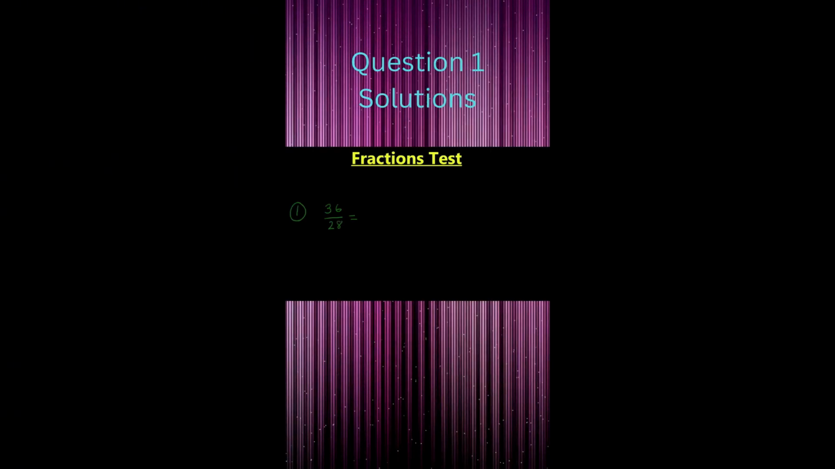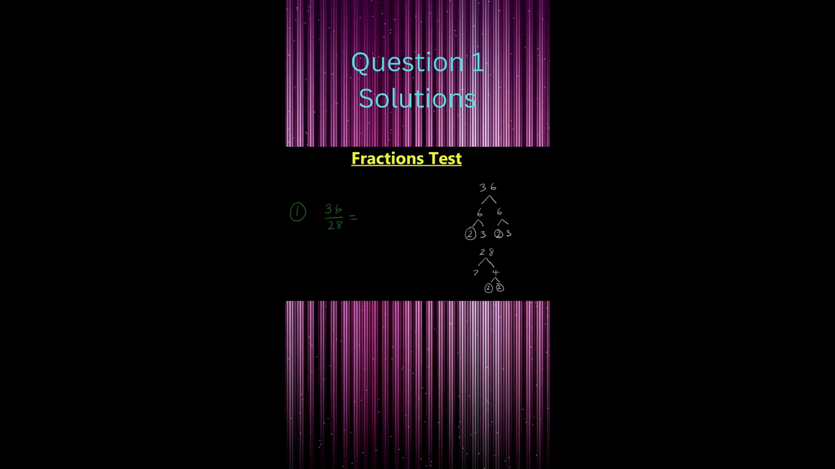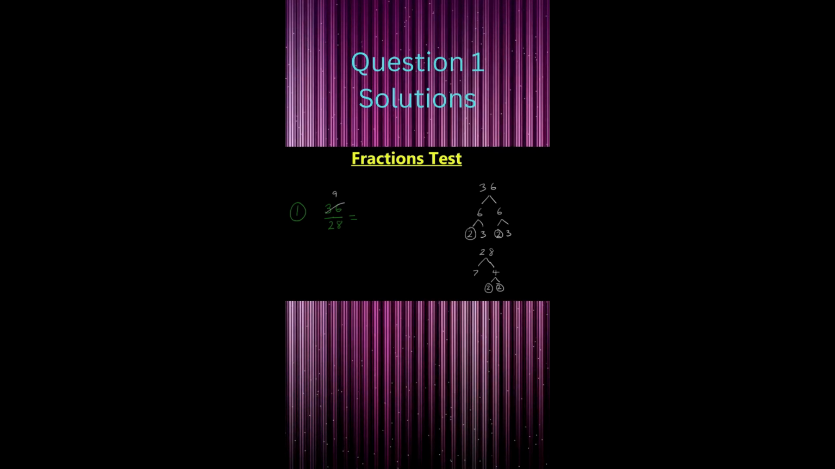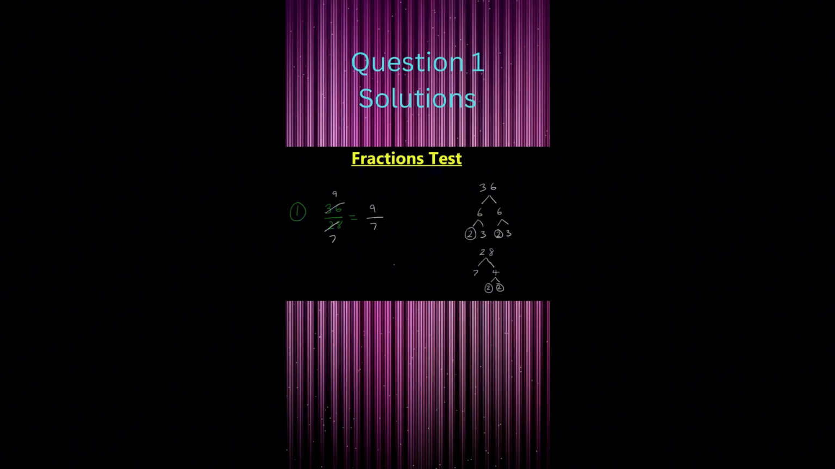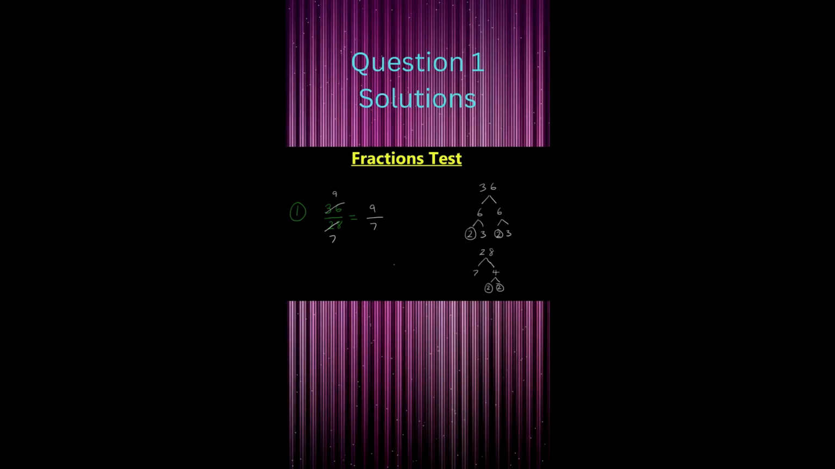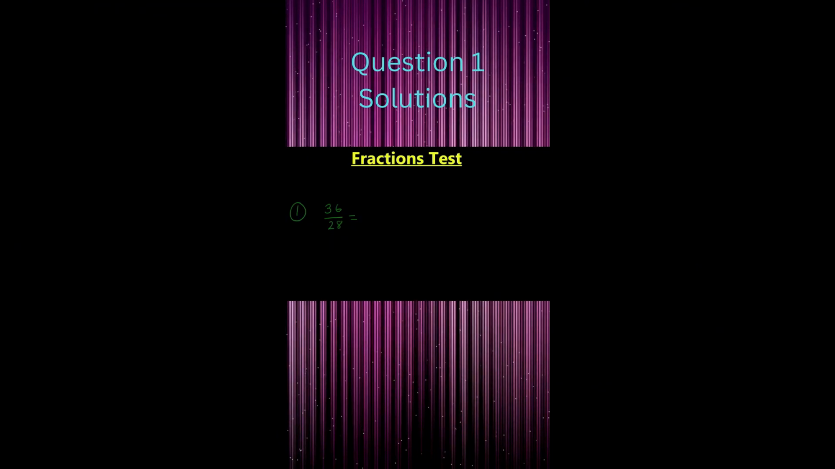Welcome to Fractions Test Question 1. In this case, we can divide both the top and bottom by 4 and get 9 over 7. One way to do this is to break down numbers into their common factors, and you can see that both of them have a 4 in common with the two 2's here.